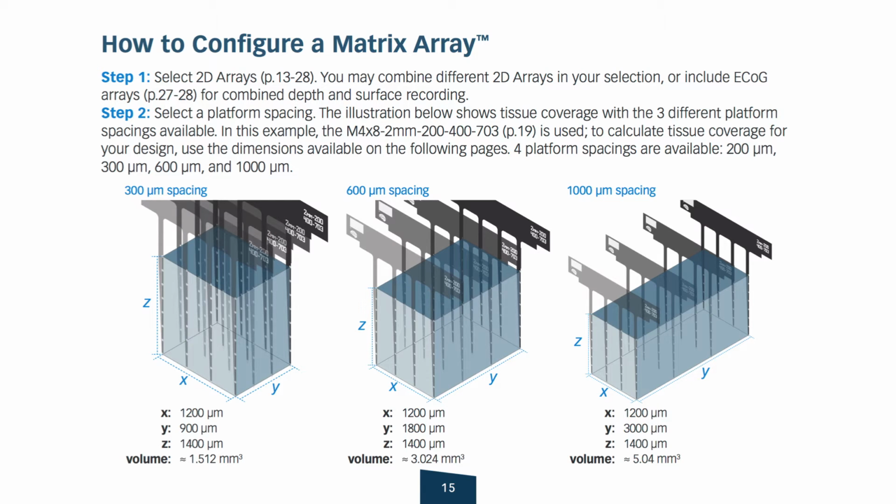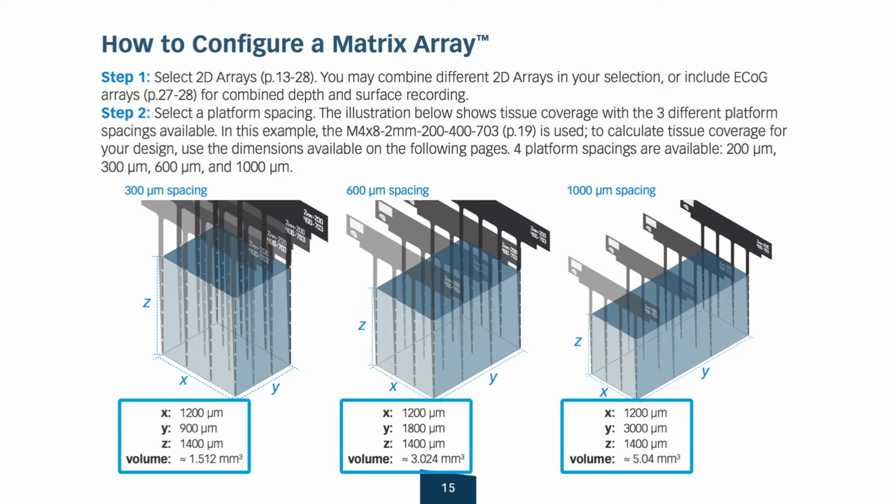So how to configure a matrix? There's basically 2 steps to it. One is to select the 2D array or arrays that you want, and that'll determine your X and Z dimensions. So what we're representing here is sort of the volume that we're able to interface with. If you look at this number down here, smaller volumes out to larger volumes.